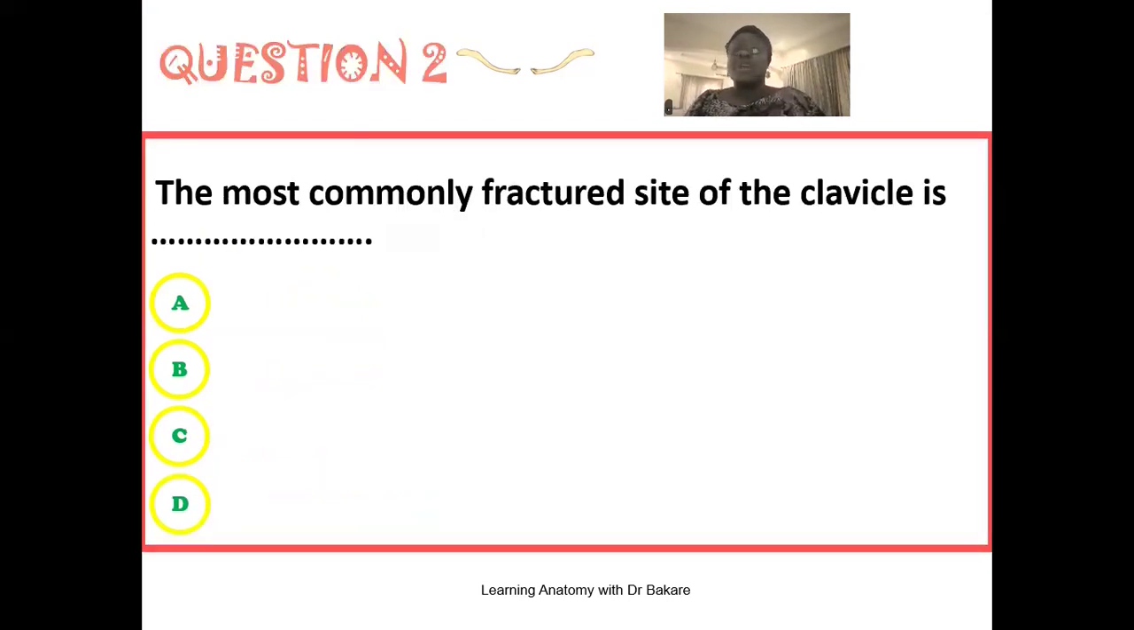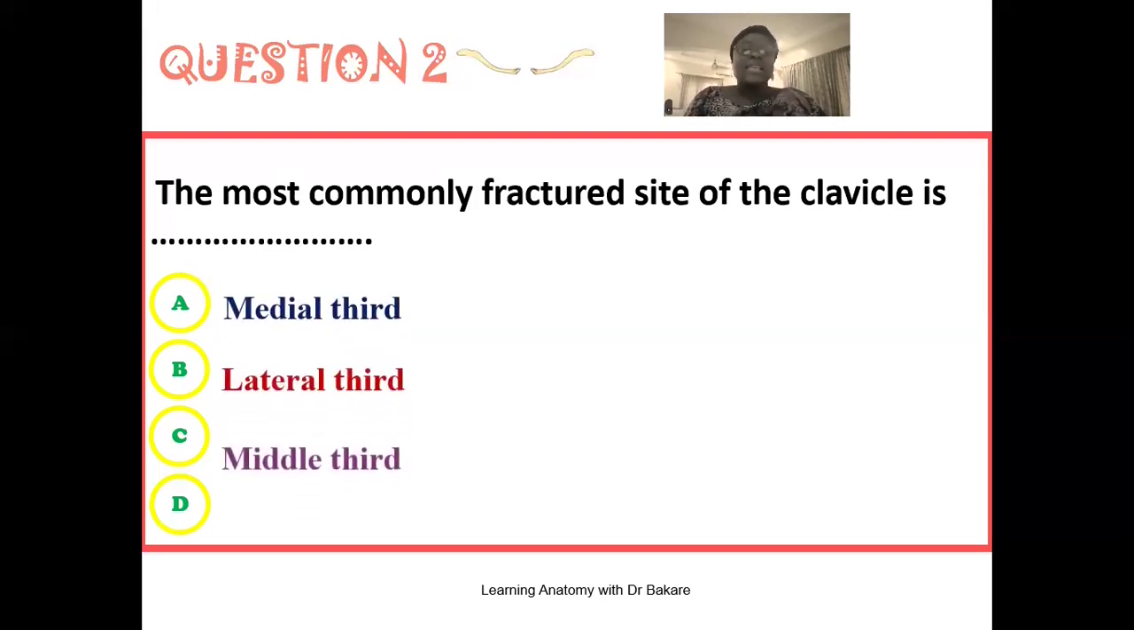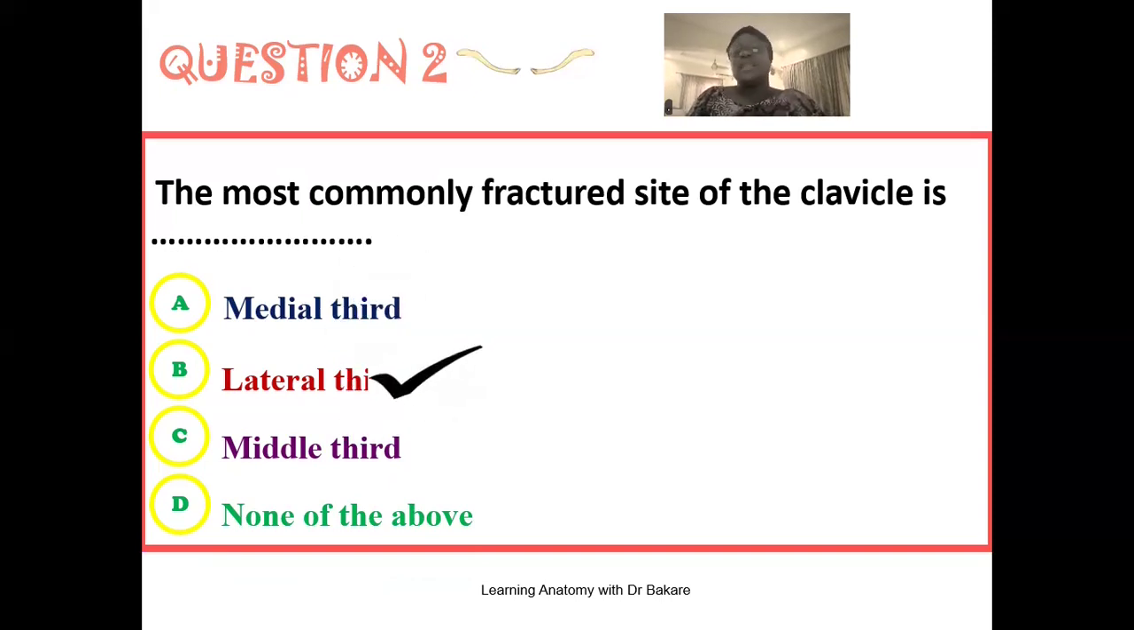Look at the second question, and this reads that the most commonly fractured site of the clavicle is dash. Is it the medial third? Is it the lateral third? Is it the middle third? Or is it none of the above? The correct answer here as it relates to the commonly fractured site of the clavicle is the middle third.